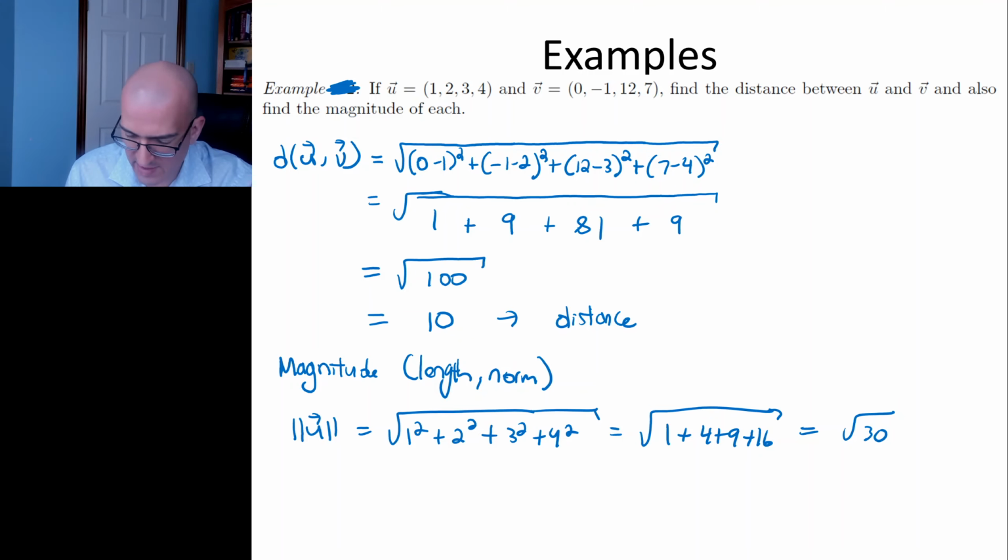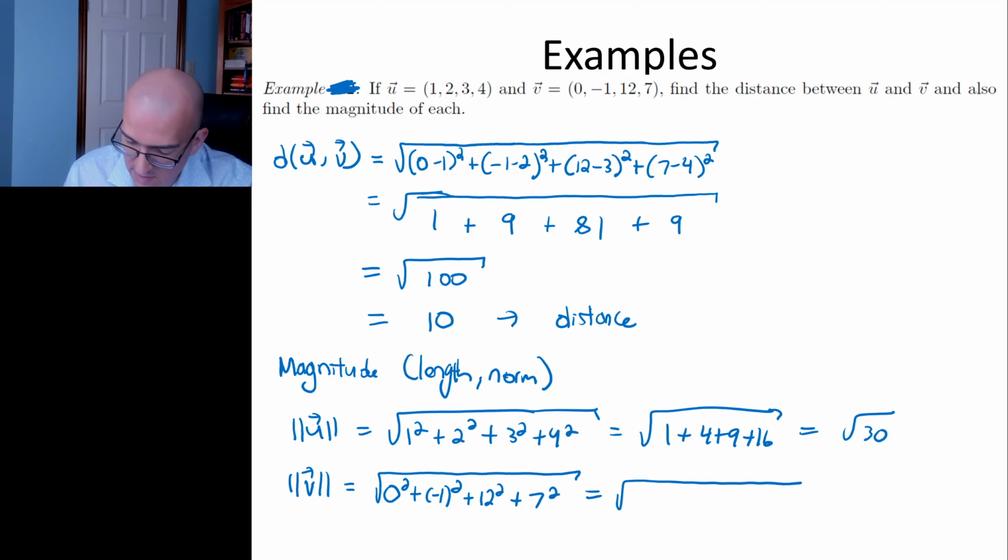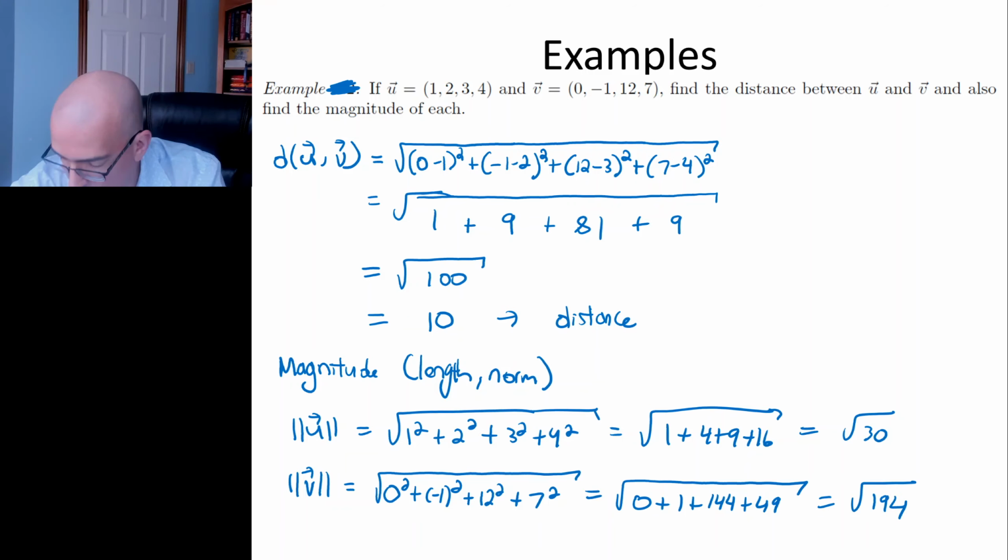Then the next length of v, as long as I plugged all the numbers in correctly. Okay, now length of v, we have 0 squared plus negative 1 squared plus 12 squared plus 7 squared. So 0 plus 1 plus 144, 12 times 12, plus 49. So square root of 194. 1 plus 49 is 50, and then 50 plus 144 is 194.